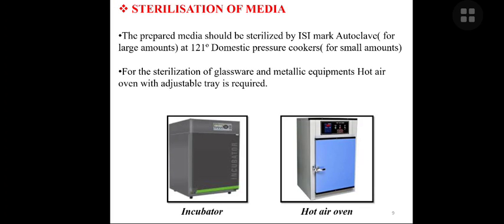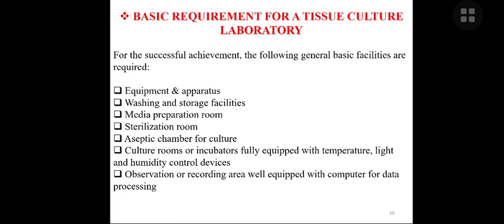Then coming to the sterilization of the media, all the equipment, including the sterilization media and the utensils, every matter should be sterilized before it is used for plant tissue culture. For sterilization of the glassware and metallic equipment, a hot air oven is used, and an incubator or hot air oven is used for sterilization, and sometimes an autoclave is also used.